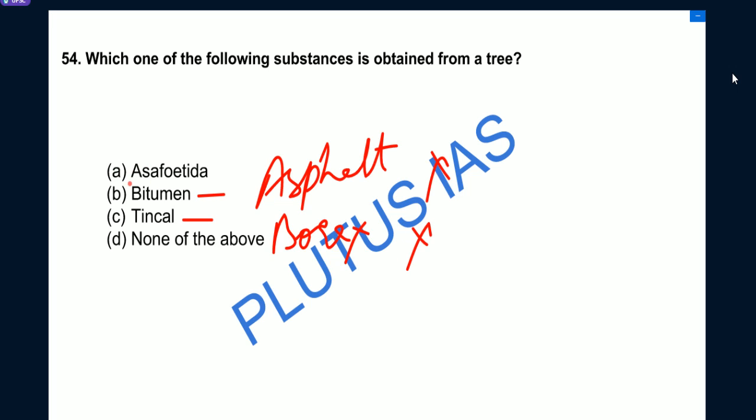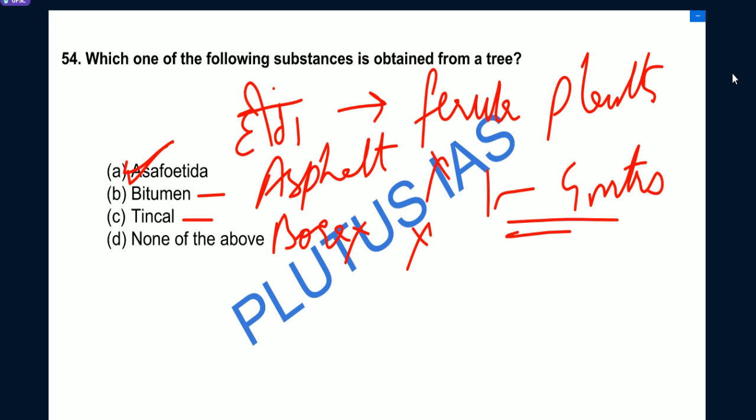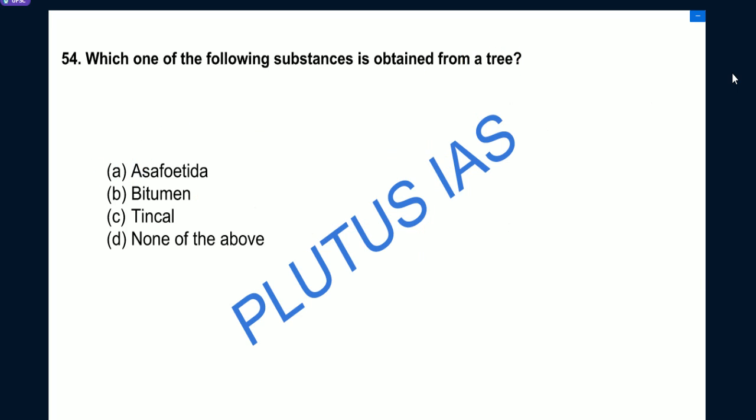Now asafoetida, it is हींग. We call it हींग in Hindi. ठीक है? So this is extracted from ferula plants. Now the height of these plants is 1 to 4 meters. ठीक है? So if these plants are considered as trees, this would be the correct answer.